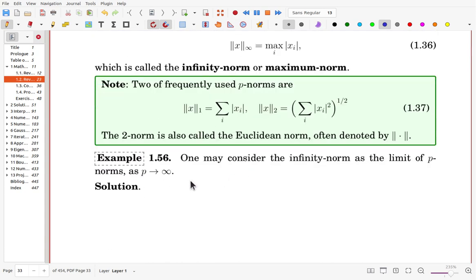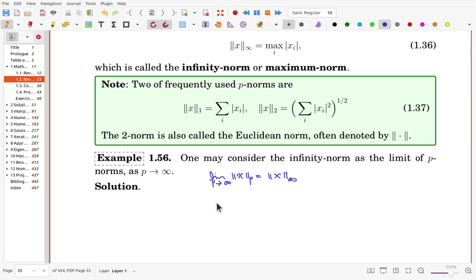And one may consider the infinite norm as the limit of p norms. That means that here, the limit as p goes to infinity of the p norm of x is the same as the infinite norm of x. So the infinite norm can be considered as the limit of a p norm. We can check it quite easily.